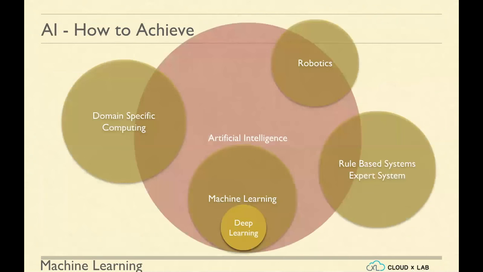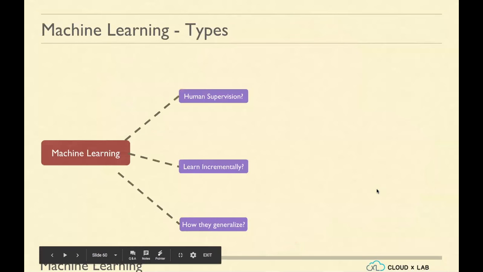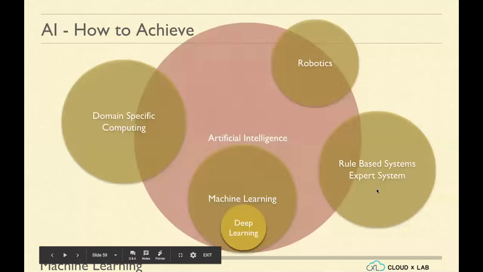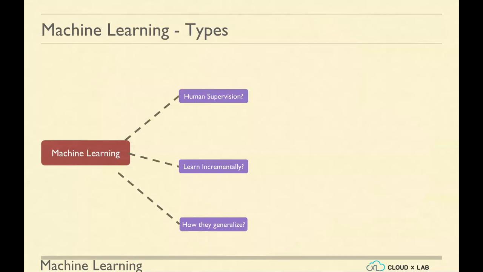Artificial intelligence includes robotics, rule-based systems and domain-specific computing, and machine learning was a core part of AI, and deep learning is further one of the tools to solve machine learning problems, and so on. I hope this diagram is clear to all. Now, moving ahead quickly to the kinds of machine learning.